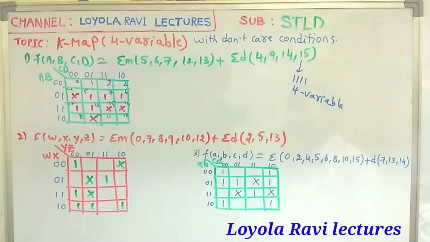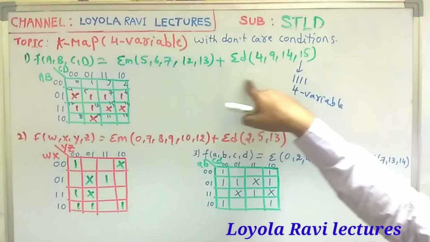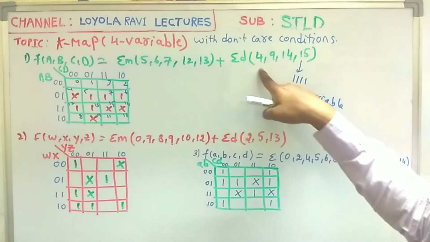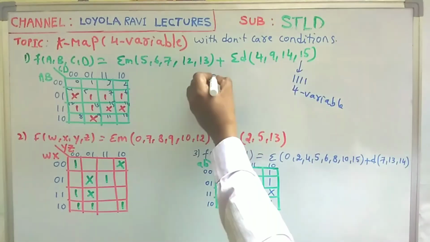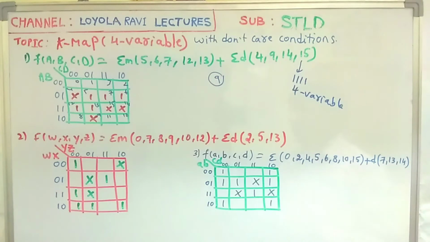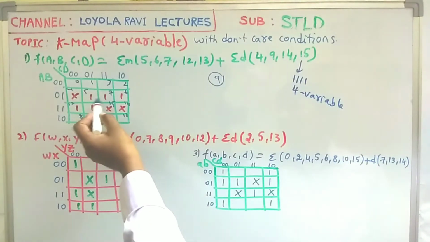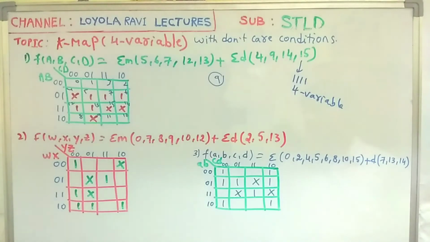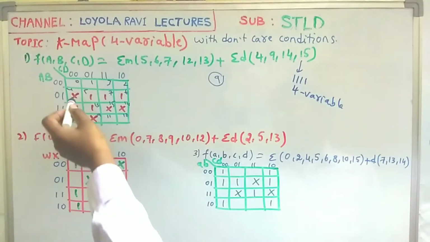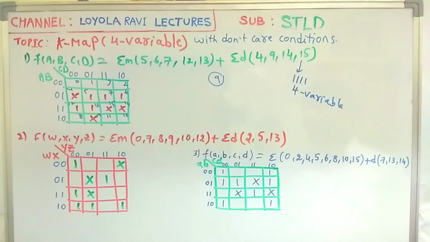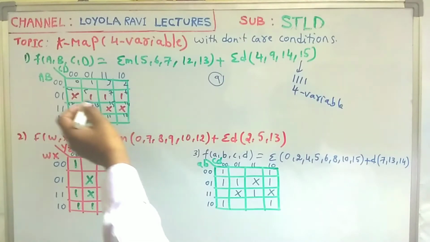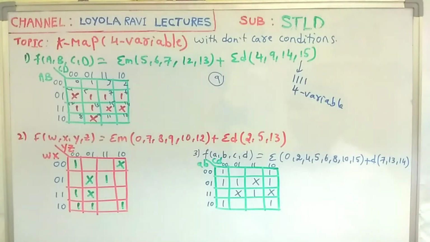Then we are going to form either an octet, quad, pair or single terms. See here, what is the total number of minterms? 1, 2, 3, 4, 5, 6, 7, 8, 9. Total 9 minterms are there, so there is a possibility of forming an octet. First you can check for an octet. Octet means 8 adjacent ones. We have only 5 ones and 3 don't cares. If it forms an octet by taking the don't cares as 1, no problem. You can take it as an octet.